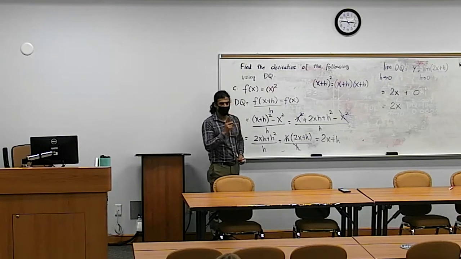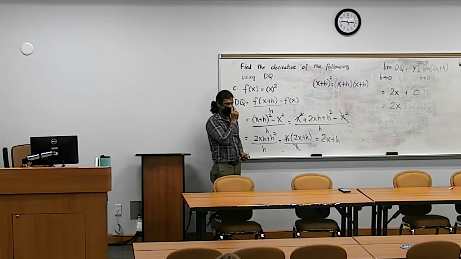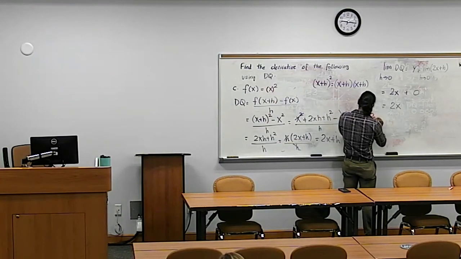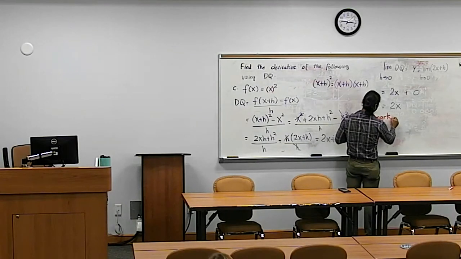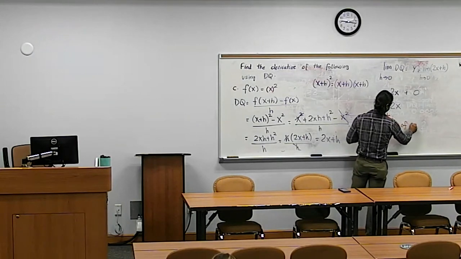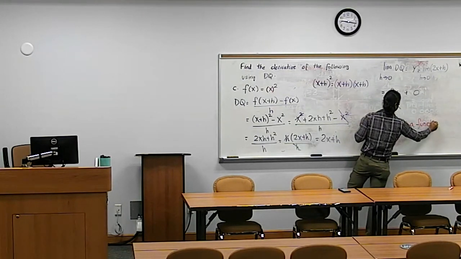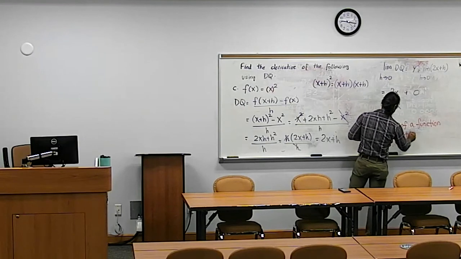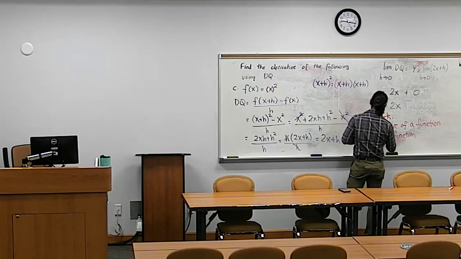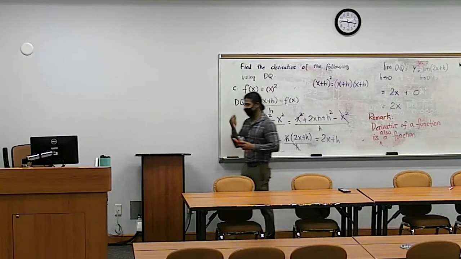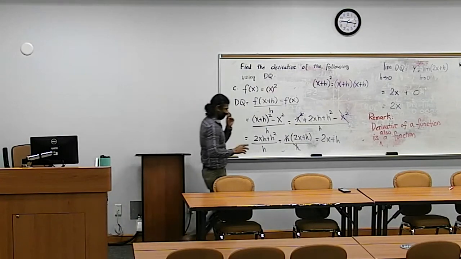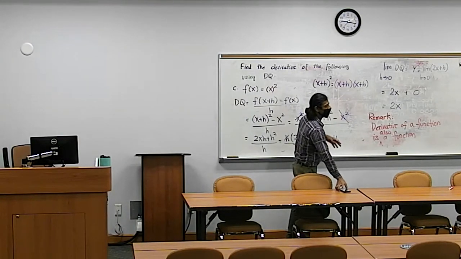Notice that 2x is also a function. Do you agree? That is a line. So I will end with the remark, the derivative of a function is also a function. So if you took the derivative of a function, whatever result you get will also be a function. Even if it is a constant, it is a constant function.